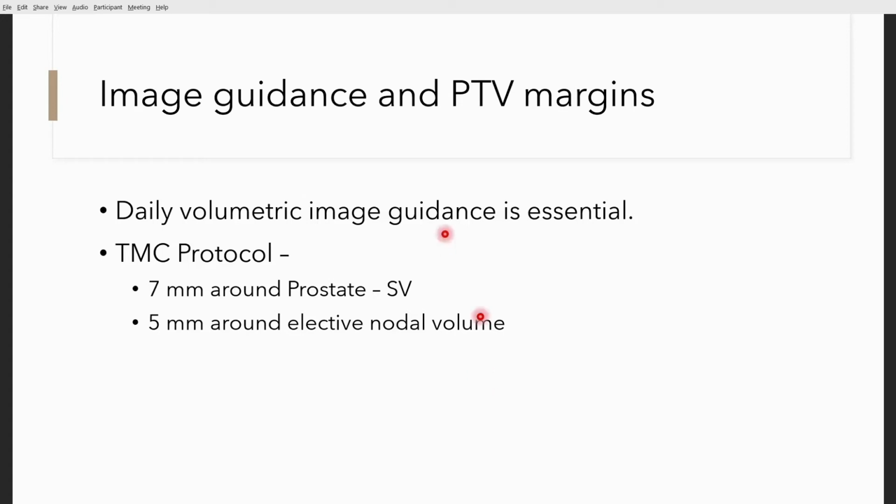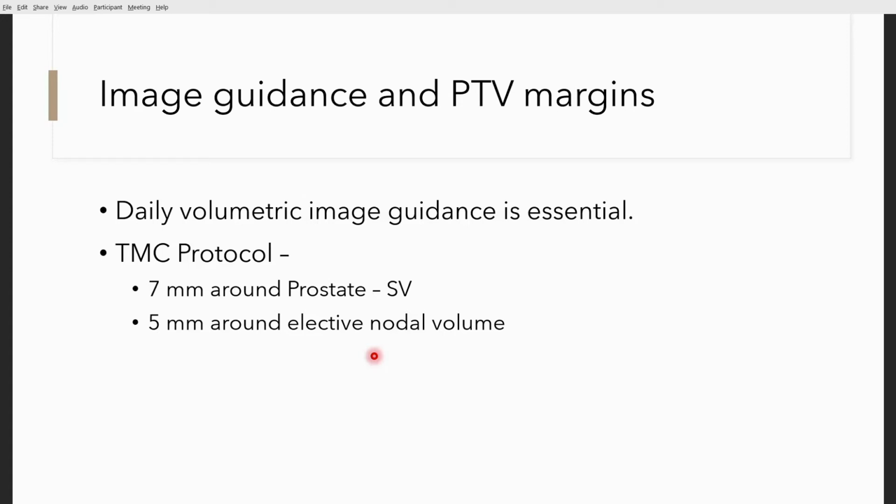Now, there are several institutional practices about PTV margins. My personal recommendation would be that you don't keep very small margins around the prostate gland. The prostate gland position is variable. Every day, because of the rectum and bladder filling differences, there will be a variation. The variation is most in the anterior-posterior direction. So a lot of people have this tendency to give smaller margins posteriorly. That's a very, very dangerous practice in my opinion.